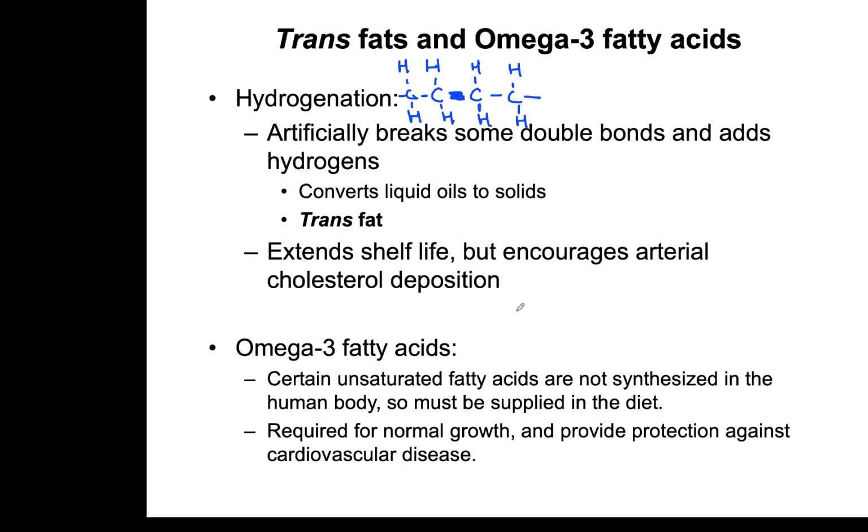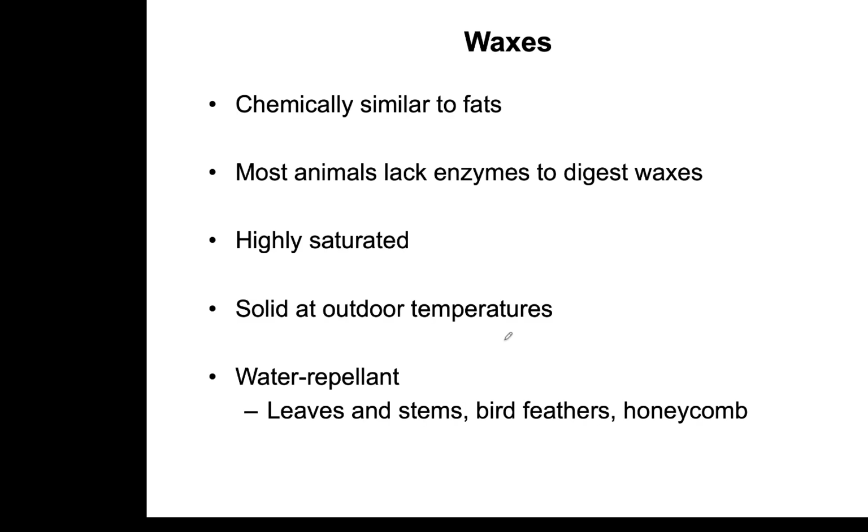Omega-3 fatty acid. Certain unsaturated fatty acids cannot be synthesized in our body. Those nutrients must be supplied in the diet. Fish and salmon carry good omega-3 fatty acids. Omega-3 fatty acids are not synthesized in the human body, but they are required for normal growth and provide protection against cardiovascular disease.